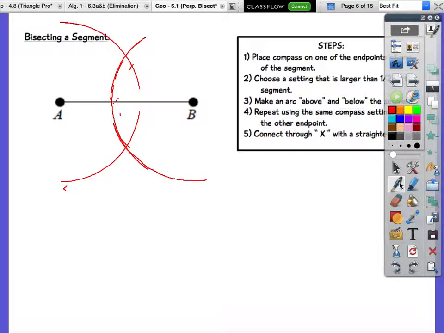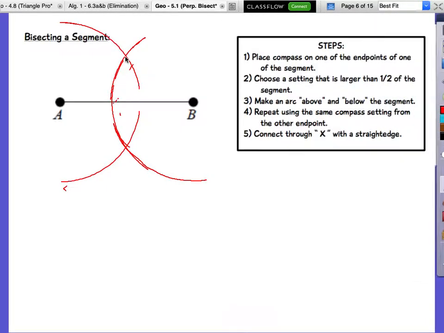You'll take these two intersections and connect them. Connect these two intersections. Connect the two intersections. When you connect your two intersections, what do you notice you created? A straight line. Then a vertex.